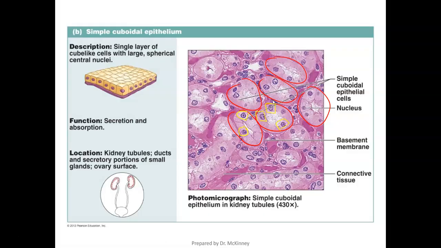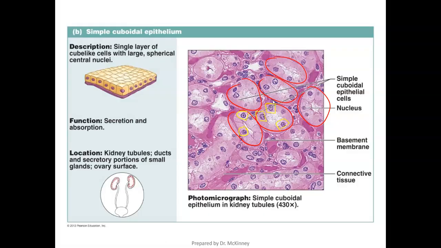So we've talked about the locations, and then as far as the functions of simple cuboidal, we see simple cuboidal epithelium in areas where absorption and secretion takes place. So in the kidney tubules, when you get to the urinary system in anatomy and physiology 2, you will see absorption and you will see secretion of certain materials. In glands, the function of glands is to secrete whatever their product may be. So these cells are going to be responsible for secreting that product into the tube.